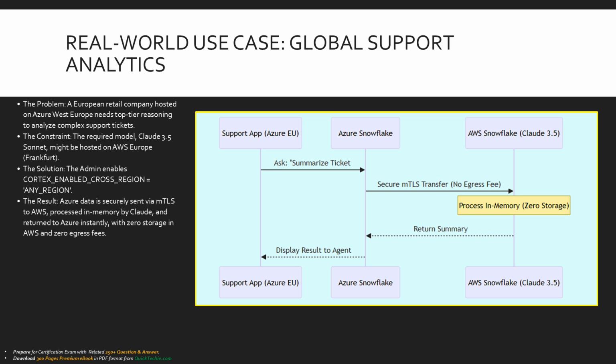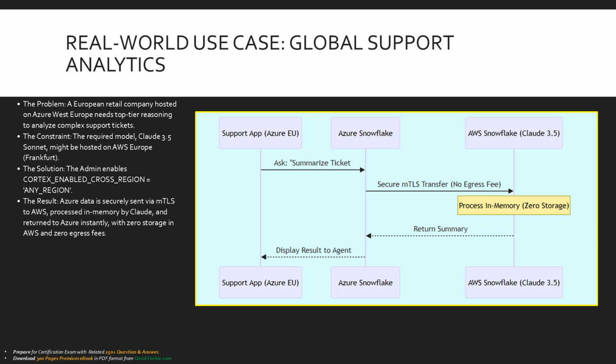The solution is seamless. The Snowflake account admin simply enables the Cortex-enabled cross-region parameter. Now, when the support app queries Cortex Analyst or the complete function, Snowflake automatically routes the request from Azure in the Netherlands to AWS in Germany. The data travels over a highly secure mTLS tunnel. Claude 3.5 processes the text entirely in memory without saving a single byte to AWS storage, and the insight is returned to the Azure tenant. The company solves their customer issues using Frontier AI, stays compliant with EU data residency, and pays absolutely zero network egress fees.